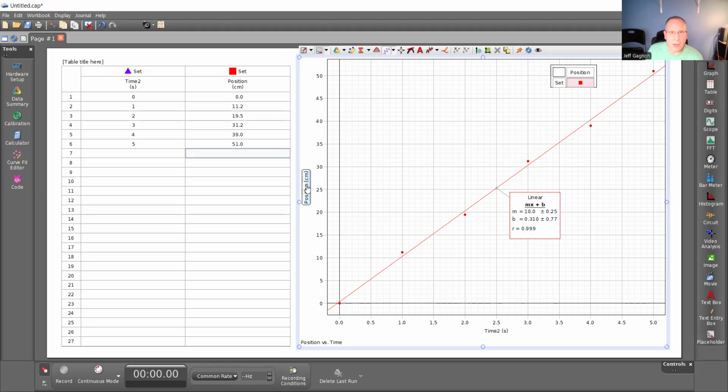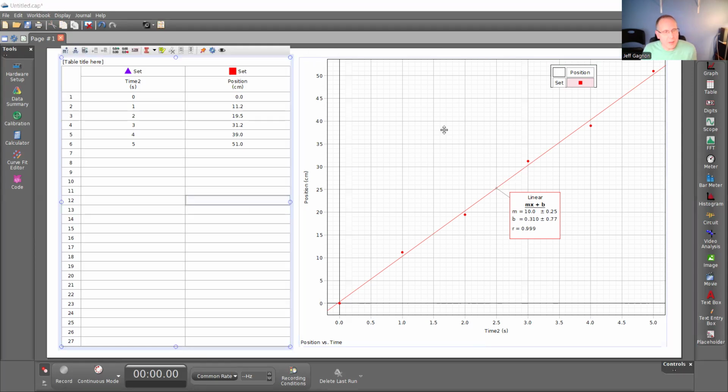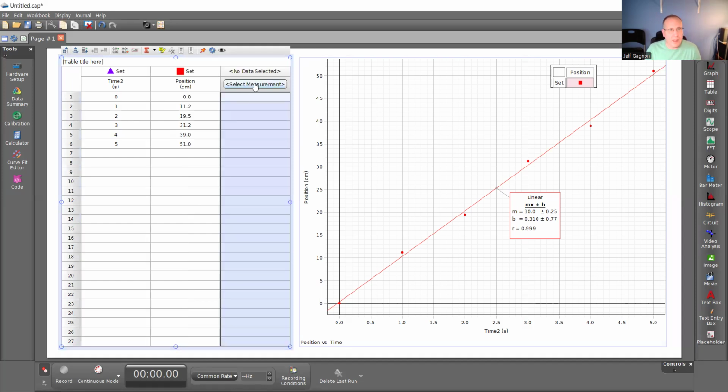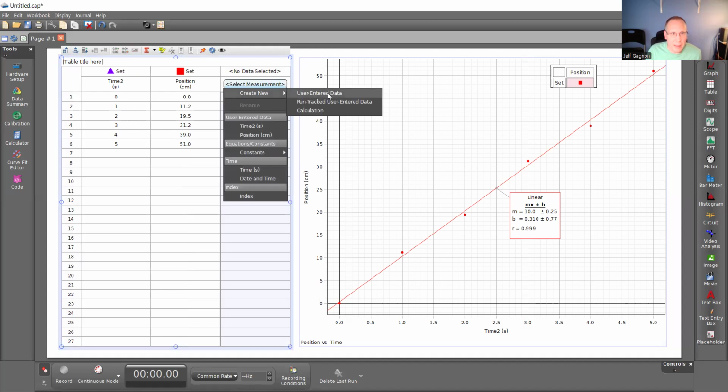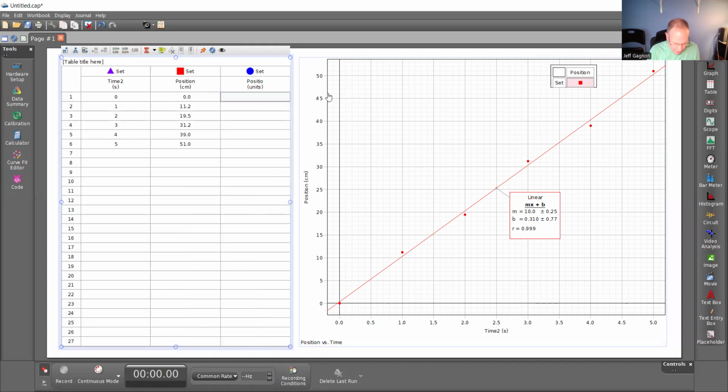If we want to graph the second one, let's say we want to graph position versus time again, but now we want it to be a quadratic type function. So again, if we want to plot a new graph, say another position versus time, but this one will be a quadratic function, you could just start this over again, or if you want to just add another column, this little icon here will allow you to add another column. So I'll go to select measurement, create new, user enter data. Let me give it a new name like position 2. And then again, I'll do centimeters.